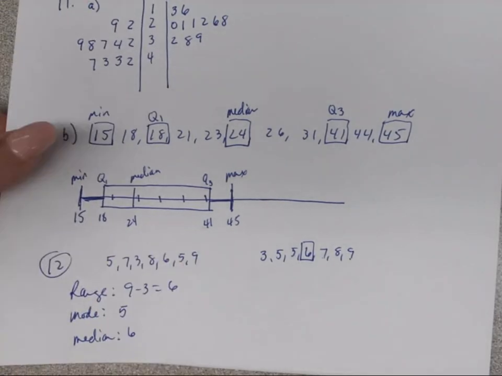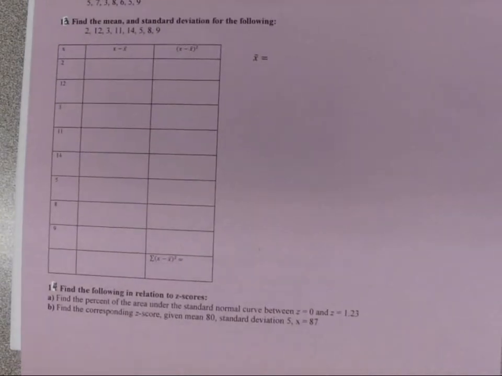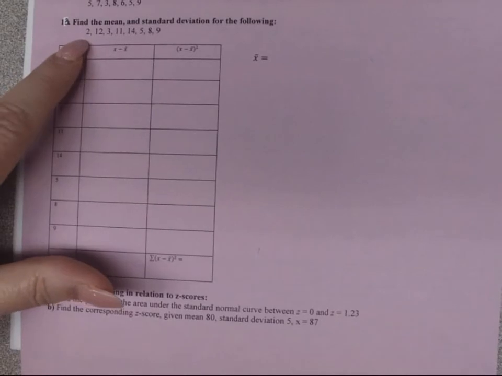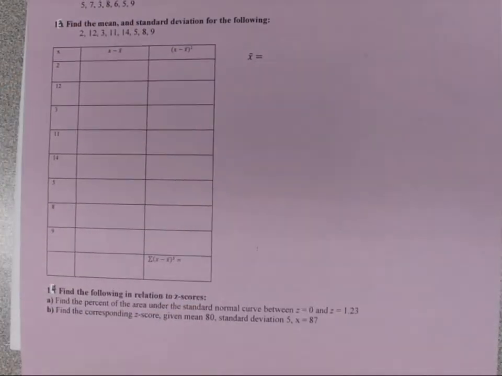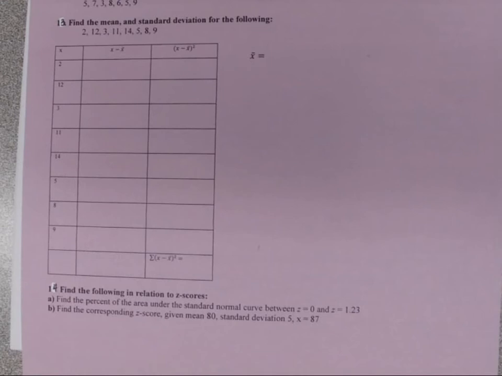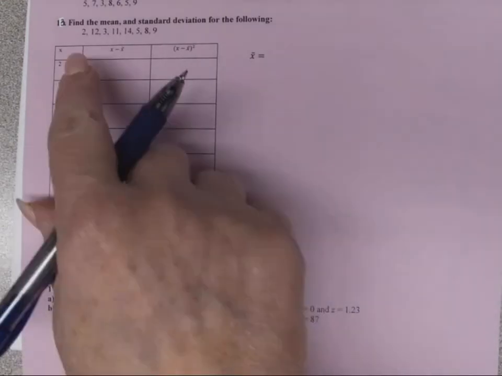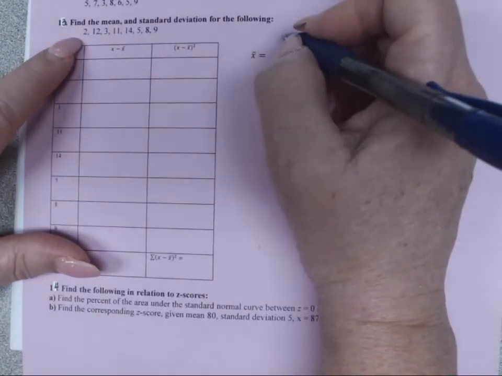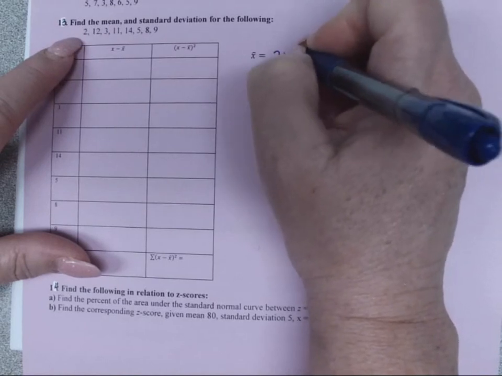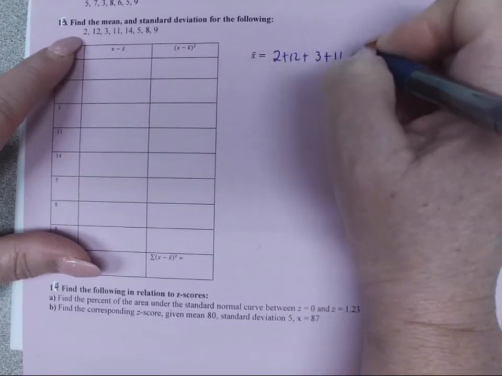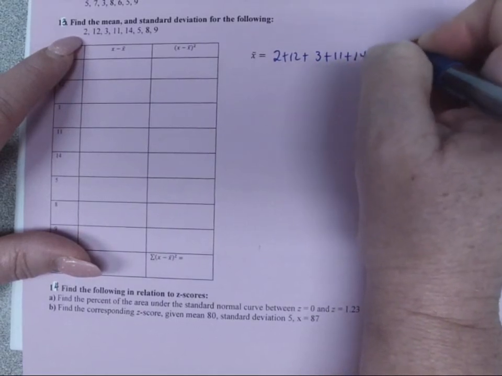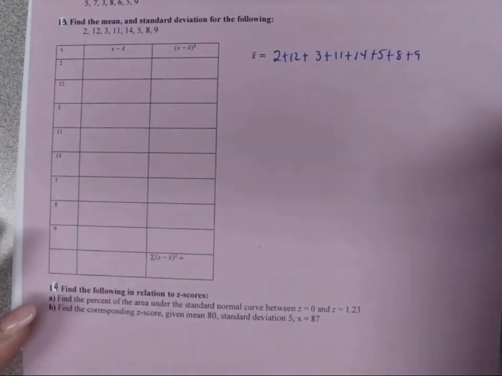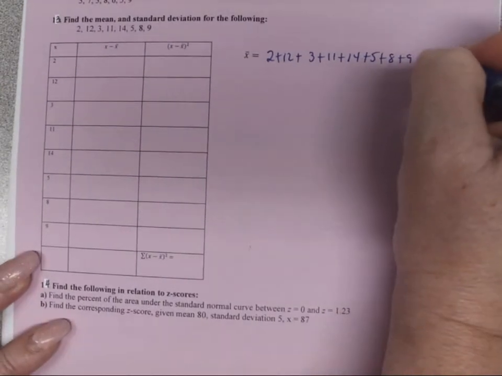All right, number 13. For number 13, we're going to find the mean and standard deviation for the following. So we have our numbers here. I've kind of set up the box already, so we've got all the numbers here. We need to find x bar. So to find our x bar, we need to add all of our numbers up and divide by the number of numbers we have. So that's going to be 2 plus 12 plus 3 plus 11 plus 14 plus 5 plus 8 plus 9. When I add all those together, we're going to get 64.